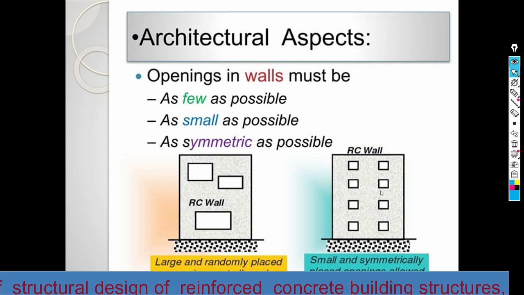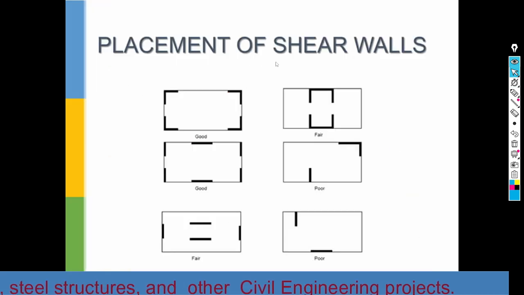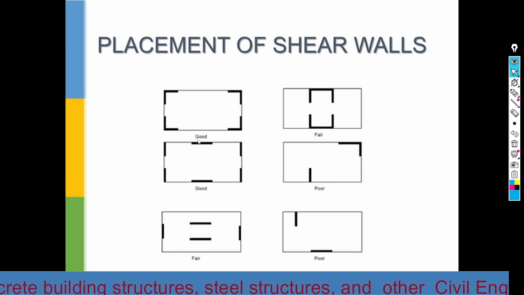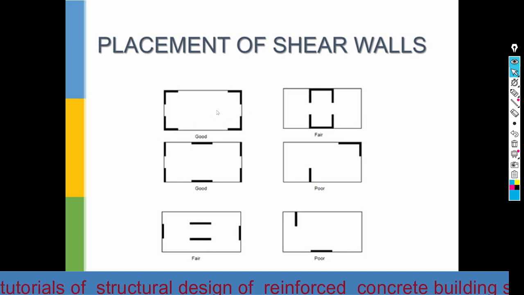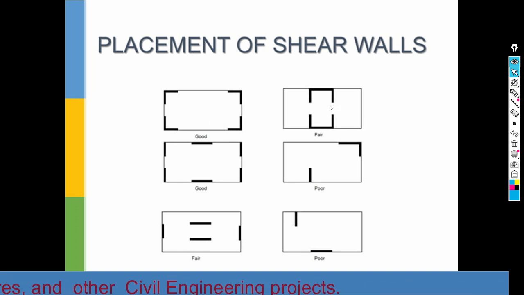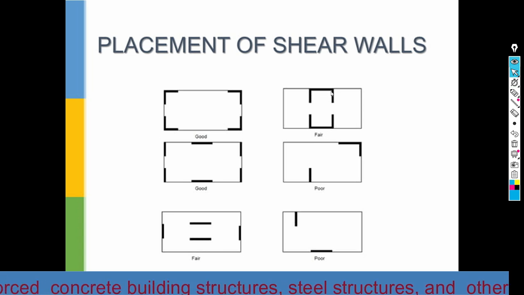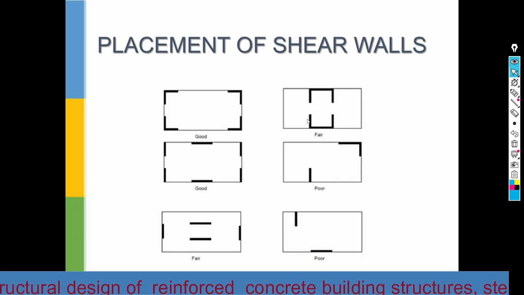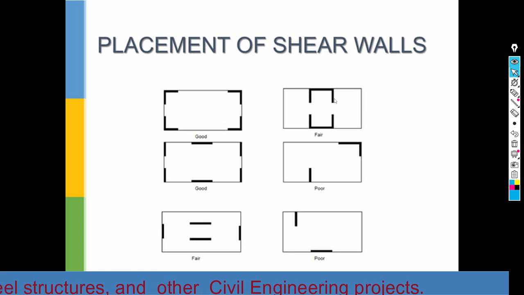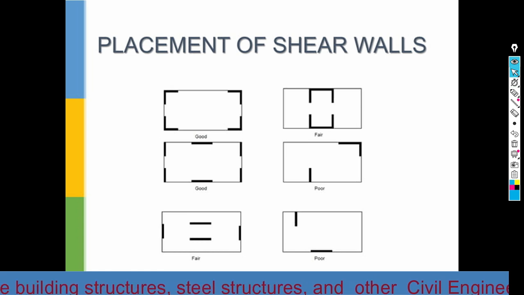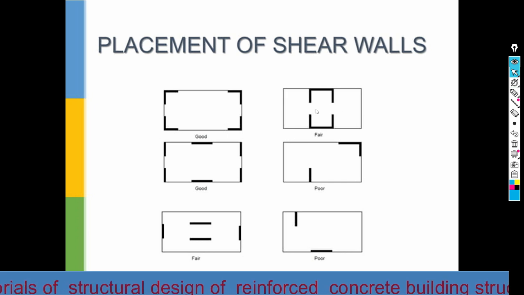So this is the preferable arrangement of openings and the placement of shear walls. Here, this is a good placement of shear wall, because we are providing it at the periphery of the building. And here it is the fair placement of shear walls. That means the majority of the shear wall is located at the interior portion of the building. So this is not preferable.